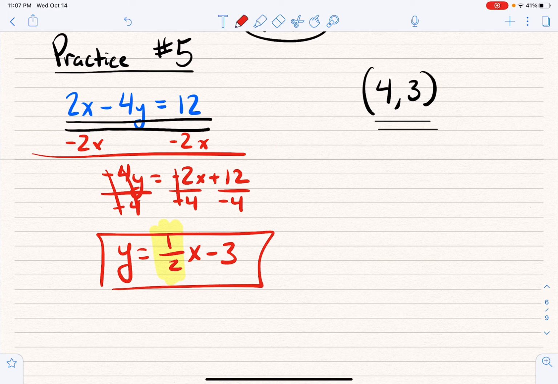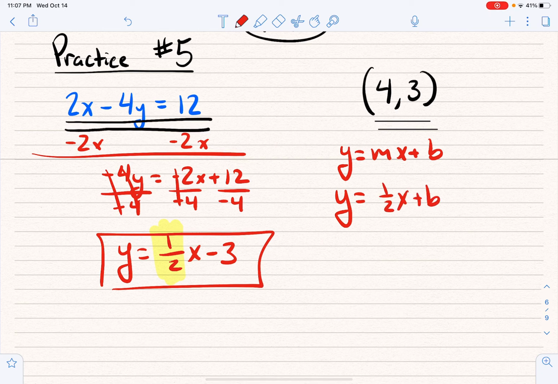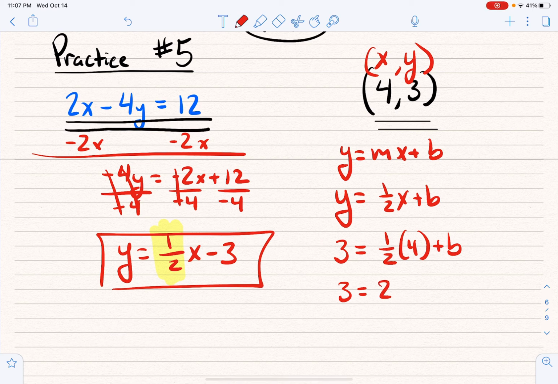So I'll say, well, I know I want y equals mx plus b. Plug in the slope you have, y equals 1/2 x plus b. Then plug in the point. This is your x and this is your y. It's always alphabetical order, x, y. So that would mean it's 3 is equal to 1/2 times 4 plus b, which is to say 3 is equal to half of 4 is 2 plus b. If you subtract 2 from both sides, you get that b is 1.